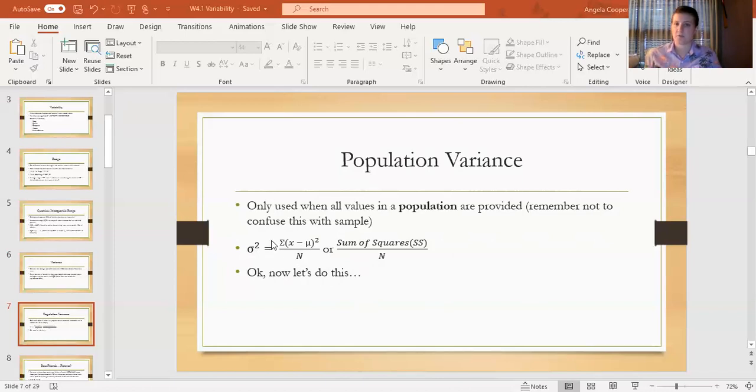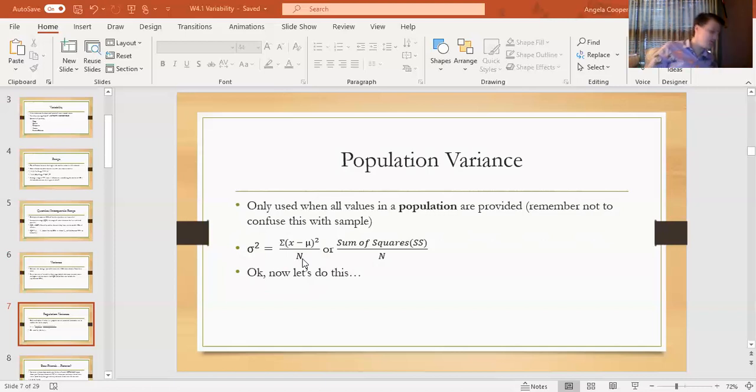Okay, so sigma in parentheses x minus mu, or population mean, squared, divided by n. Again, that's just saying first you have to calculate the population mean, then you subtract the population mean from each one of your scores, square that, add all those together, and divide by the total number of people in your population.